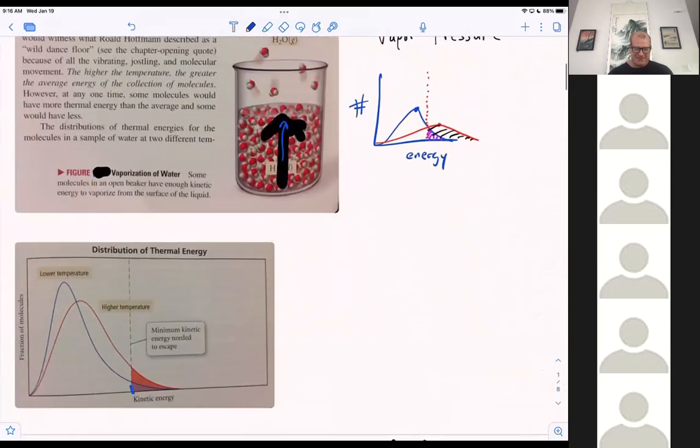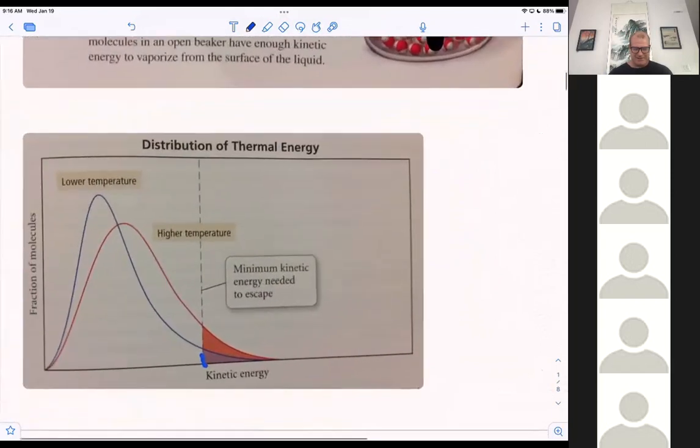I was ahead of myself. I didn't have to draw that. Here's the better picture. Sorry about that.